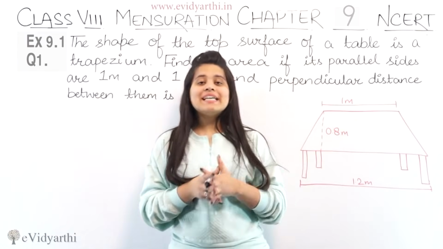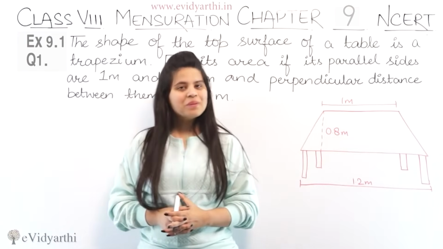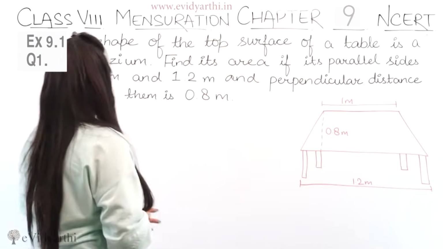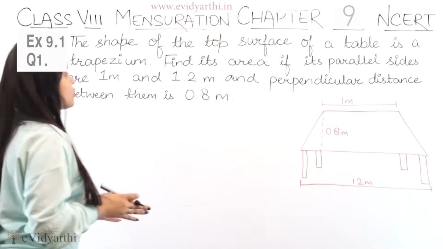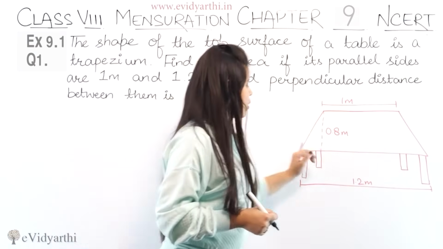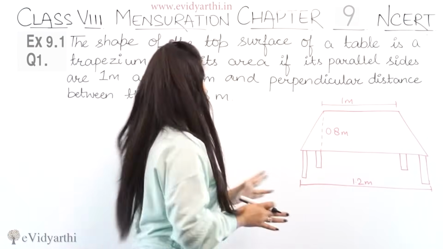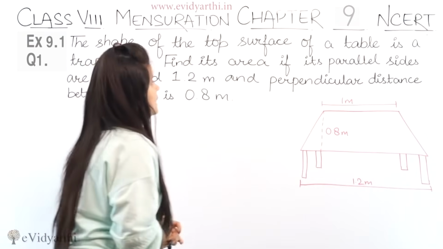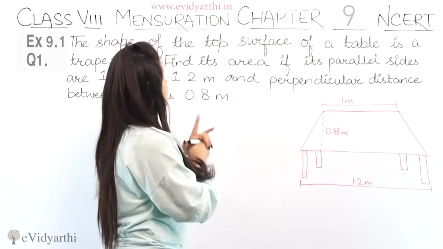Now we are starting with exercise 11.2. This is question number 1. So the question says the shape of the top surface of a table is a trapezium. So as we can see, this is a table और इसकी shape एक trapezium की तरह है. Now find its area. अब हमें इसका area find करना है.